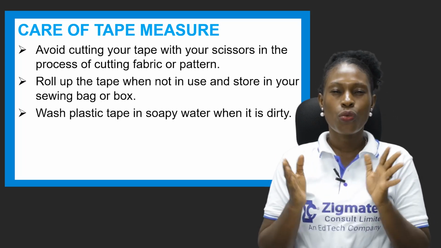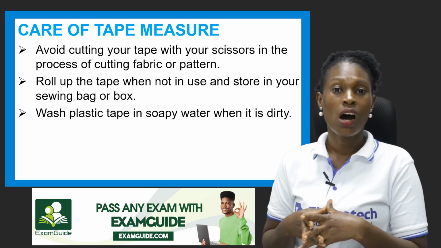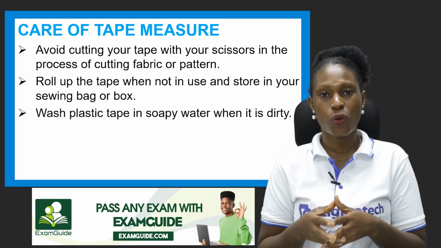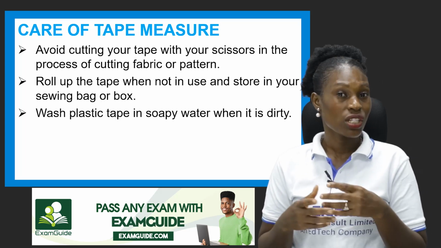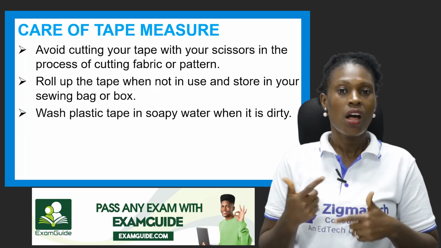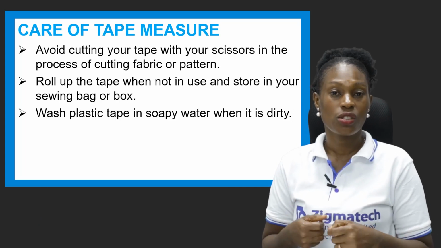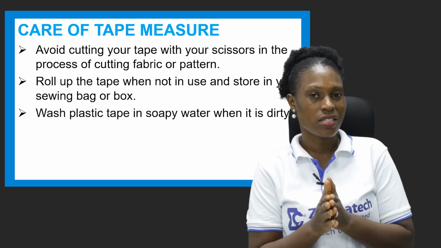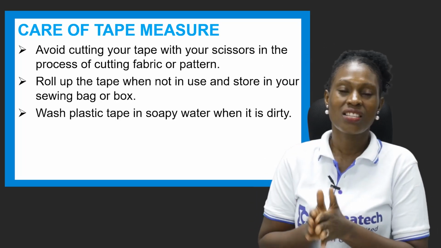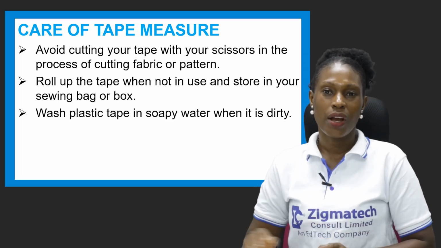And also you can wash your plastic tape measure, okay, in soapy water. This plastic one is common around. You see that most of the time it changes color because of the constant use of them. So you can actually wash it in soapy water and dry it up, and then when it's dry you can now put it and keep it safe for the next use. That's how you care for the tape measure.